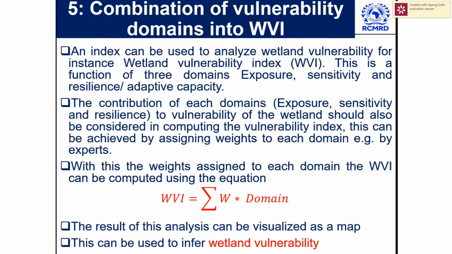So the weight is measured by the domain, and the domain could be exposure, sensitivity, or resilience. Each individual weight is multiplied against that particular domain, and then the linear combination is done to generate the wetland vulnerability index, as you can see in the formula of WVI, meaning the wetland vulnerability index.